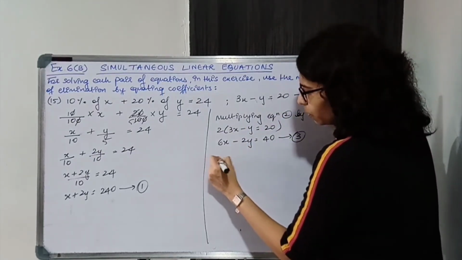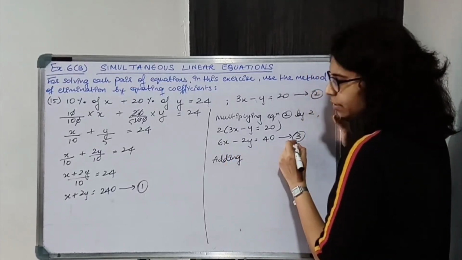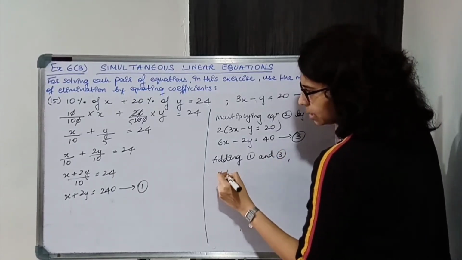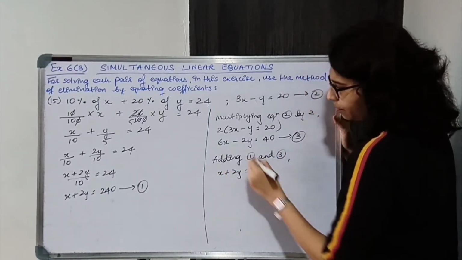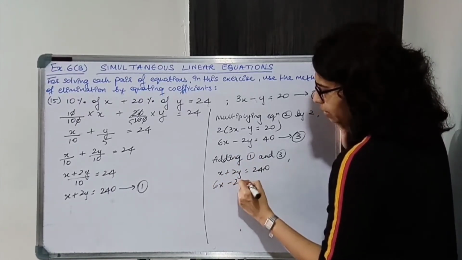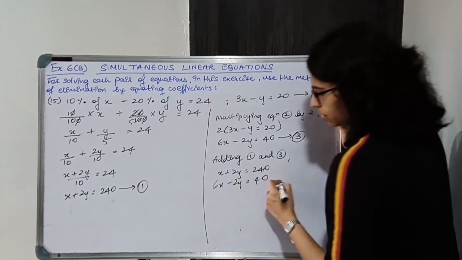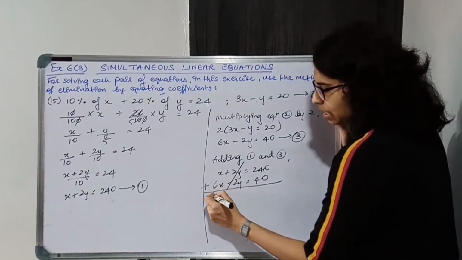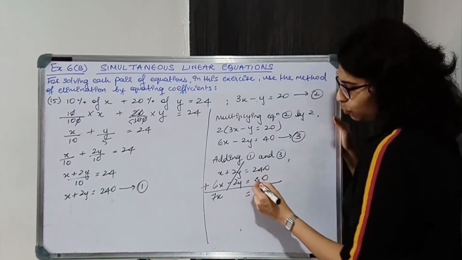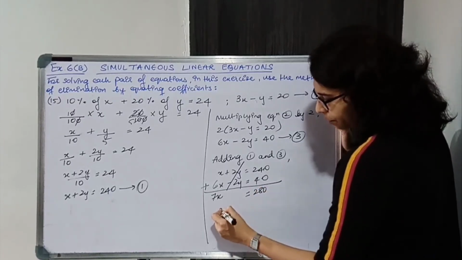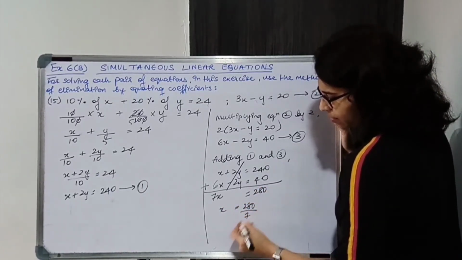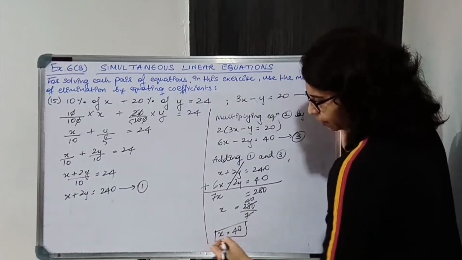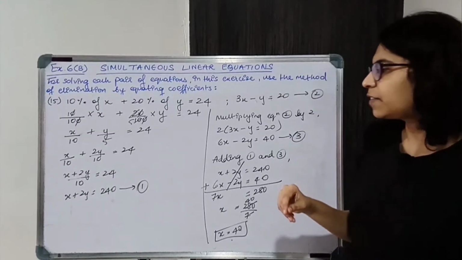So adding 1 and 3. 1 is x plus 2y is equal to 240 and 3 is 6x minus 2y is equal to 40. 2y minus 2y will get cancelled. x plus 6x gives 7x and 240 plus 40 gives 280. So x is equal to 280 by 7. So 7 4s are 28 and 0, so 40. We found the value of x. Now we need to find the value of y.